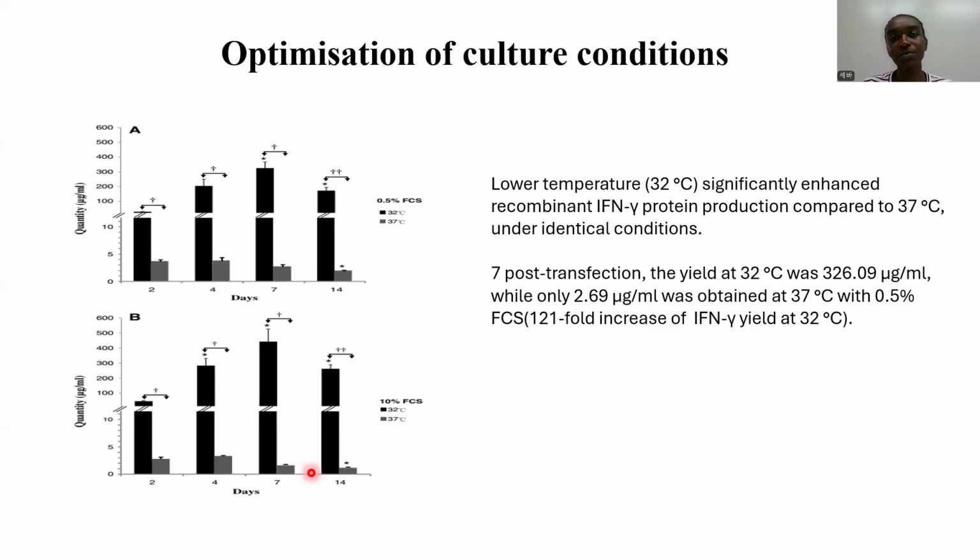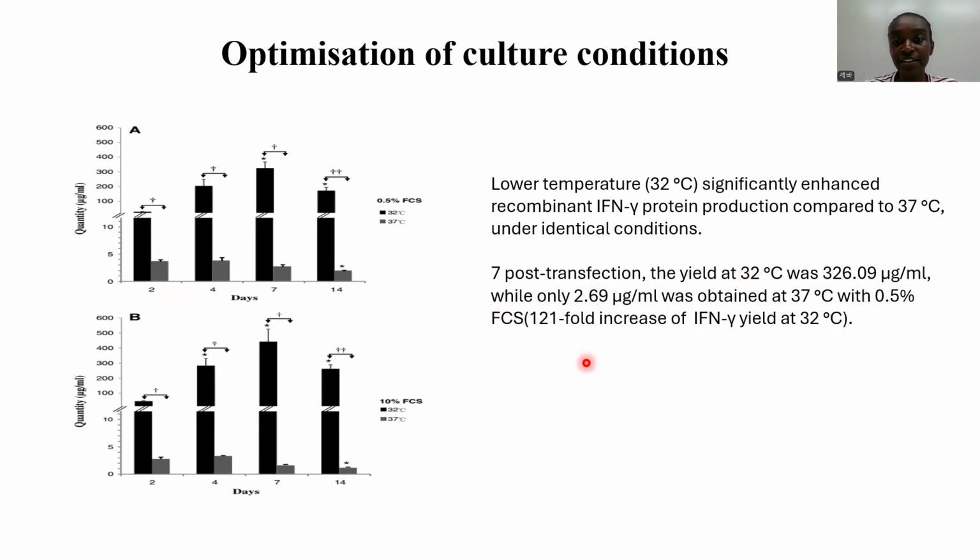Lastly, they wanted to optimize the culture conditions, and to do this, they used two temperatures, that is 32 degrees, a hypothermic temperature, and 37 degrees, which is the normal human temperature. Accordingly, as shown here, they observed the cell growth at 2 days, 4 days, 7 days, and 14 days to establish the amount of protein that was produced. And optimally, 7-day post-transfection was shown to have the highest yield of around 326.09 microgram per ml of the recombinant interferon gamma protein at 32 degrees.